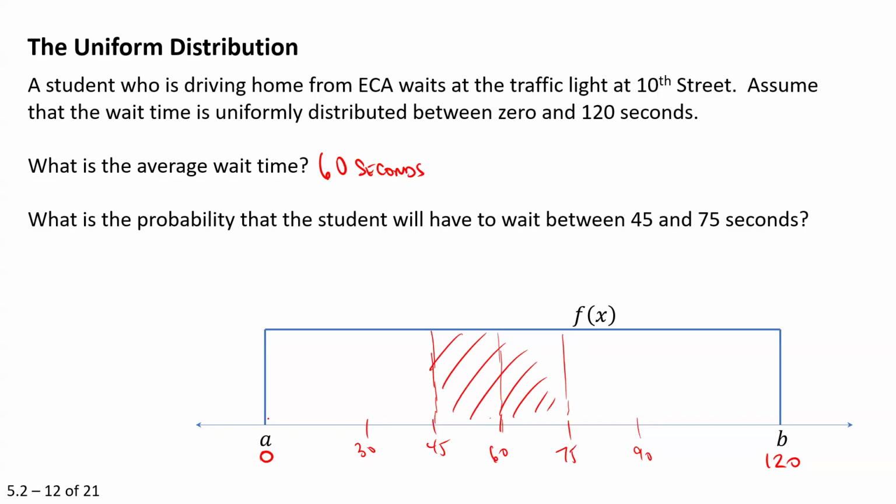So how do I calculate the probability that the student's going to have to wait somewhere between 45 seconds and 1 minute 15 seconds? 75 minus 45, good. And yeah, that's 30. This is 1 over 120 here. Yep, 30 over 120, which is a 1 in 4 chance.